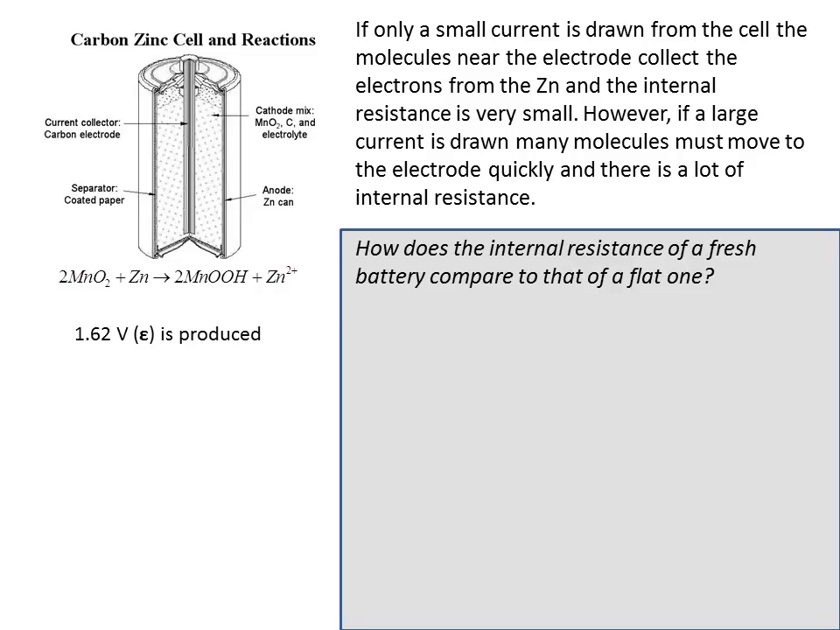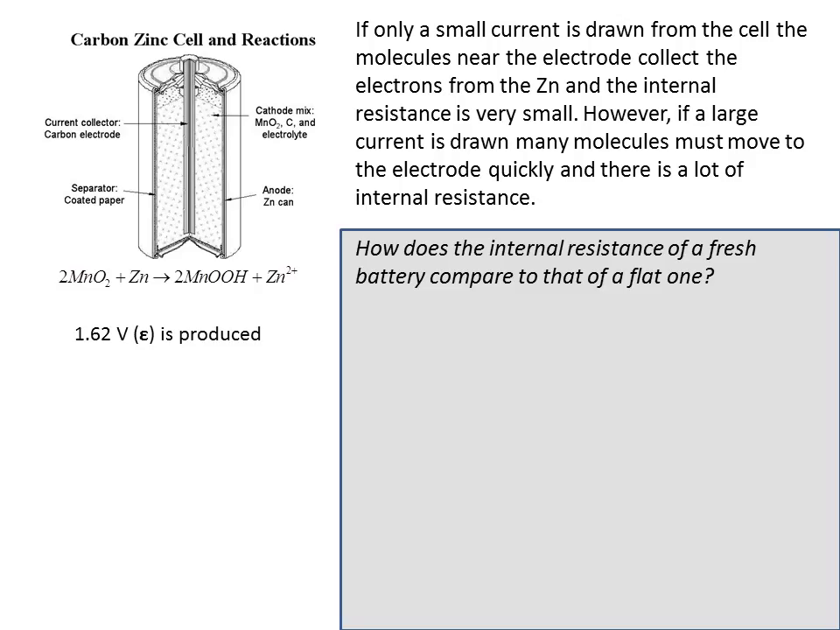So how does internal resistance of a fresh battery compare to that of a flat one? Well, if a fresh battery has lots of manganese oxide, I mean, it's chock-a-block full of it, that means there will be lots of fresh manganese oxide right next to this electrode. And if they want to collect an electron, they have to do very little movement at all, so there's going to be very little internal resistance.